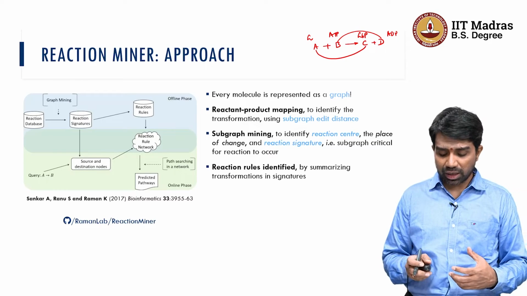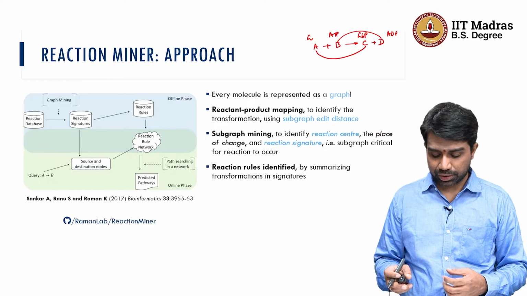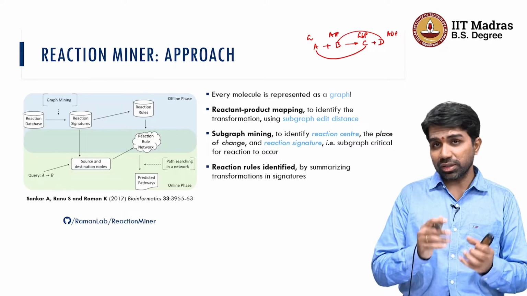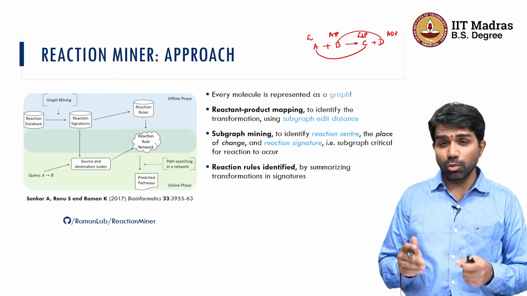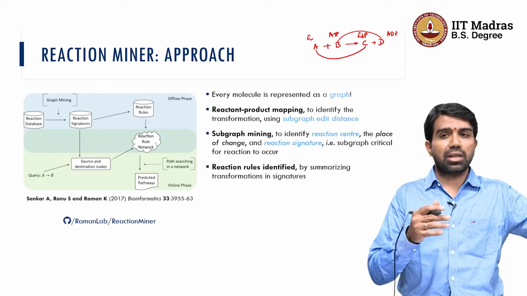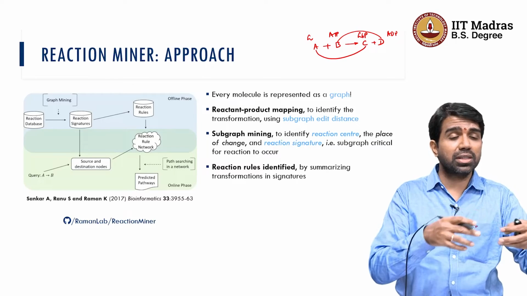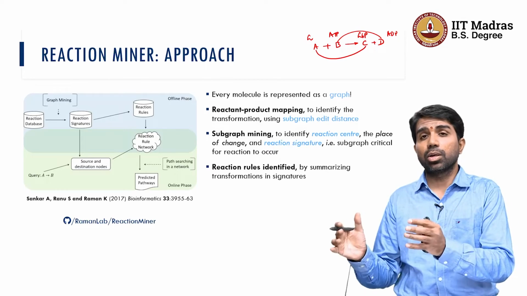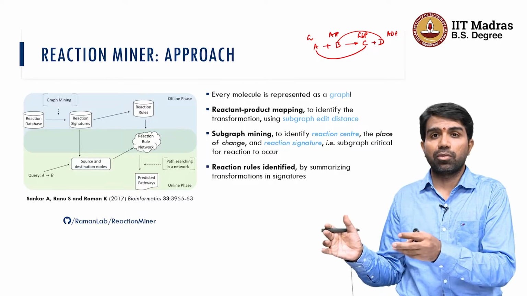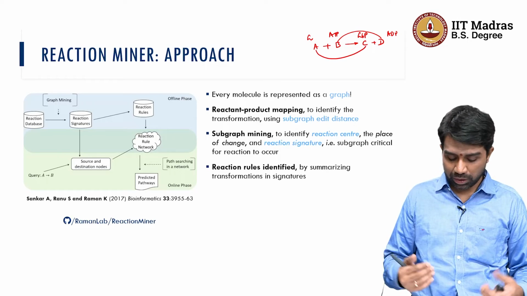And we identify reaction rules by summarizing the transformation in reaction signatures. So what is the change that happens and so on, and most importantly we take all these rules. These rules essentially capture: I have some molecule on the left hand side, if it looks like this and has these kinds of bonds, then I can convert it to a molecule that looks like this and has these kinds of bonds. Essentially learning the transformation pattern between a pair of molecules.